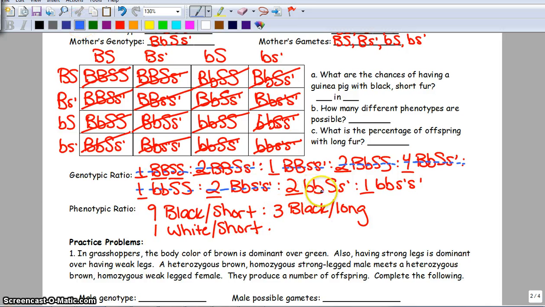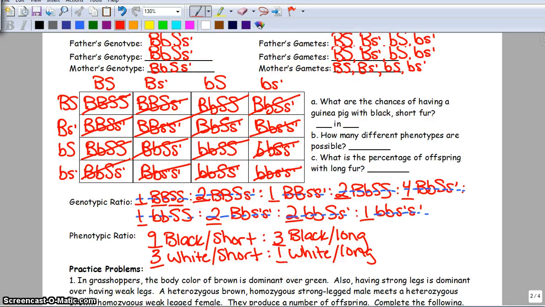Almost done. We have little b, that is white, it's recessive, and big S, little s is the dominant for length. So that is going to be white fur and short, which we already have that category, so we need to add 2 more on. And we have 1 to go. Little b is white fur. Little s is long. So that is our last category. 1 white, long-furred guinea pig. If you look at our ratio, we have 9, 3, 3, 1, which is the standard ratio that you're going to get whenever you have a double heterozygous cross.